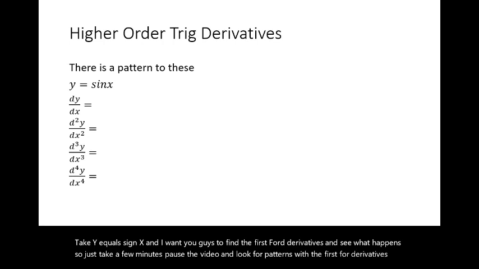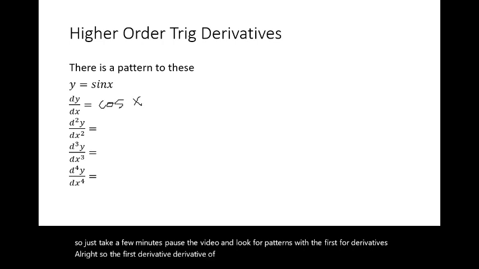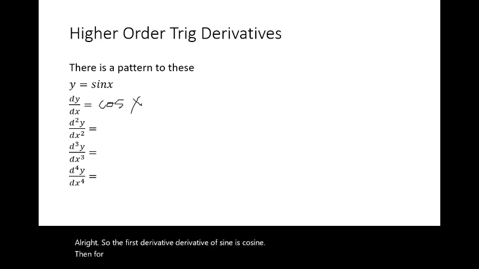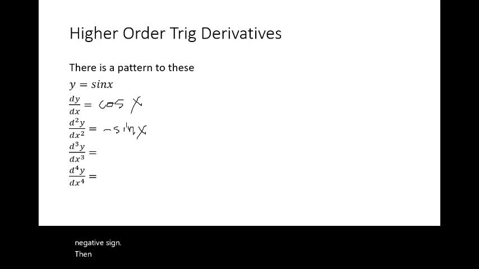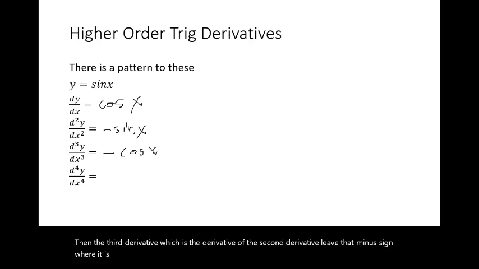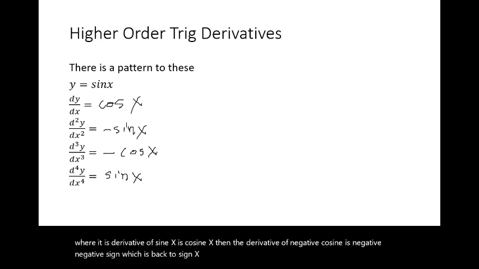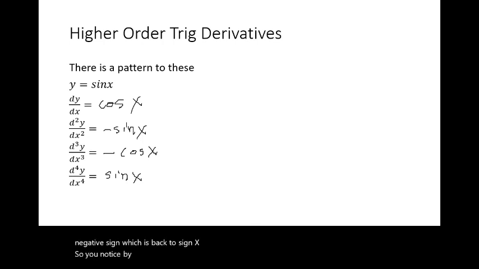All right, so the first derivative of sine is cosine. Then for the second derivative, the derivative of the derivative, cosine is negative sine. Then the third derivative, which is the derivative of the second derivative, leave that minus sign where it is. Derivative of sine x is cosine x. Then the derivative of negative cosine is negative sine, which is back to sine x. So you notice by the fourth derivative, we are back to the original function. And with sine x, this will happen. The higher order derivatives will eventually repeat themselves.